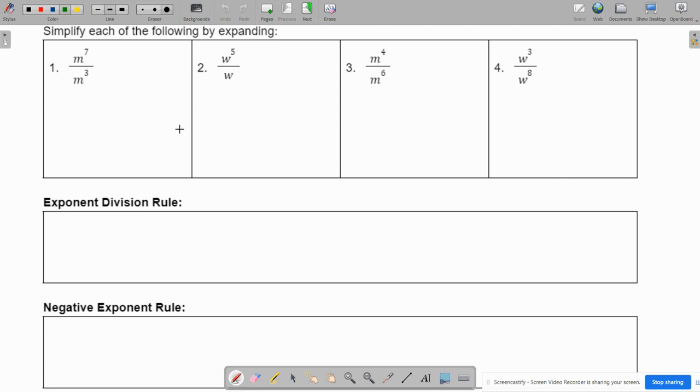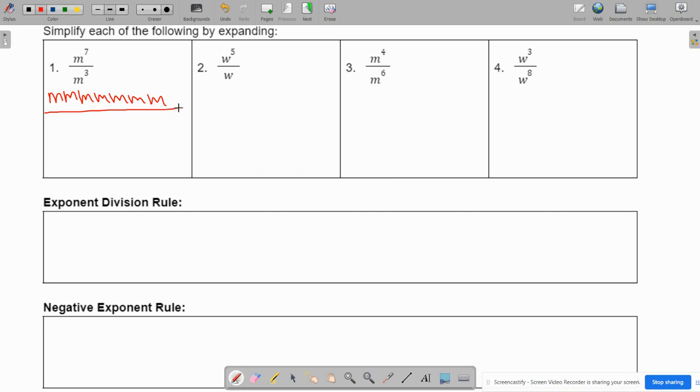We're going to talk about division exponent rules in this tutorial. So you can see the first four problems here, we've been asked to simplify each by expanding. So when we see m to the seventh, that means that we are multiplying 7 m's together.